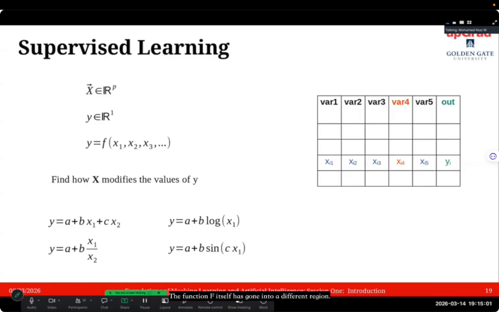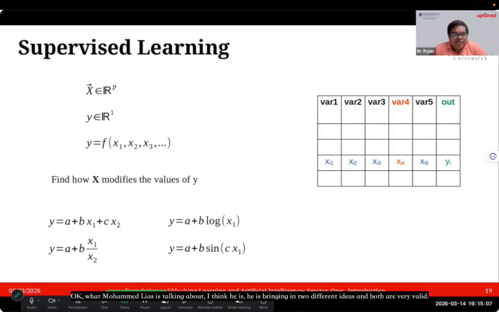The function f itself has gone into a different region. Okay. What Muhammad Niaz is talking about, I think he's bringing in two different ideas, and both are very valid. He mentioned something called stationary. Stationary is something that does not change with time. Okay, so it remains constant.